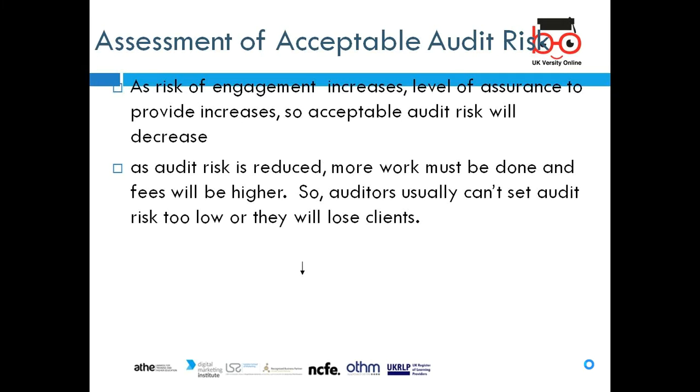This last point: as the risk of engagement increases, the level of assurance to provide increases. Because when you're dealing with the company's massive assets, your risk increases, so your level of assurance needs to be increased. You're getting confirmation from the bank, which has the cash in there. You're getting it from the supplier and the customer, how they are getting the payment. So your audit risk can be decreased.